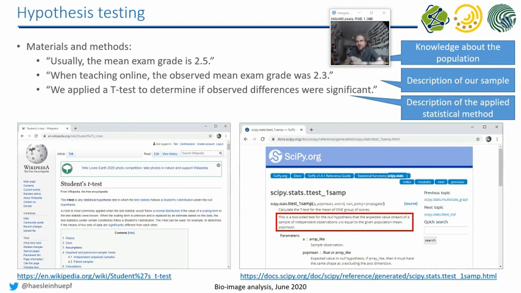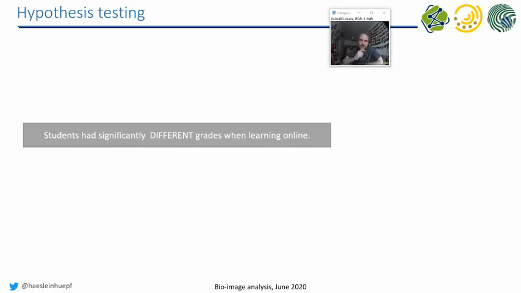But if you think back, we do not want to show that A and B are the same. We do not want to show that the students have the same grade. We want to show that the students have a different grade because online teaching was improving teaching. This is the thing with hypothesis testing. You have to wrap your mind around it. We have to conclude in a different direction. And I will go a little bit deeper into this on this slide.